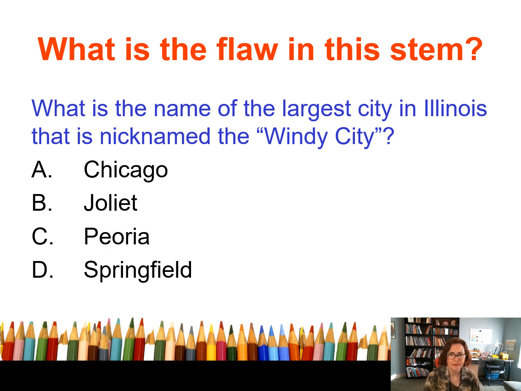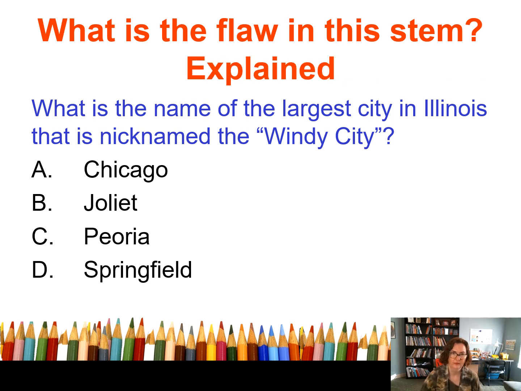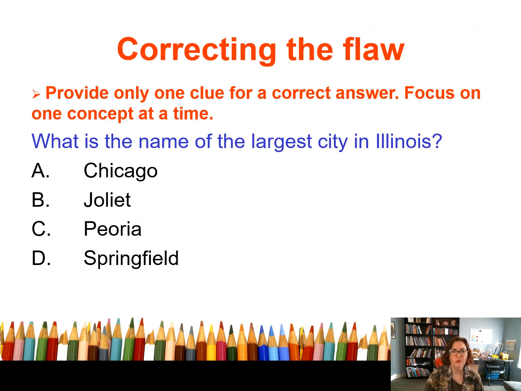What's the flaw in this STEM? There's 2 clues. What is the name of the largest city in Illinois that is nicknamed the Windy City? Students can know either that the largest city in Illinois is called Chicago or that the nickname of Chicago is the Windy City. You want to know if they know that the largest city in Illinois is Chicago. There's no reason to give them 2 clues. Give 1 clue for a correct answer and focus on one concept at a time. To fix that, what is the name of the largest city in Illinois?